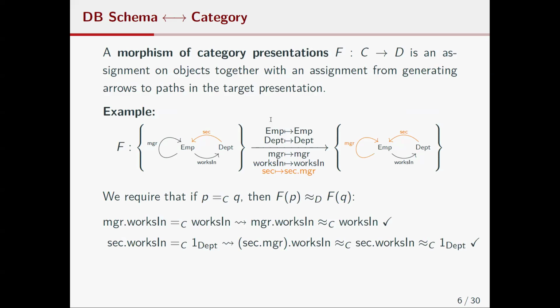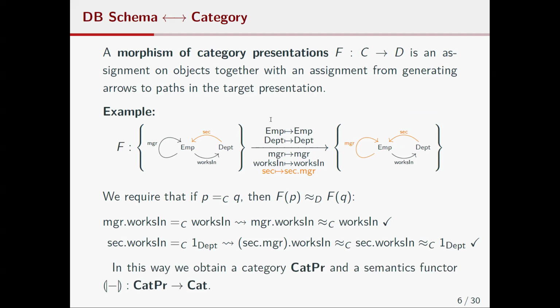And for this to be a well-defined morphism, you have to require that every equation in the domain category presentation is respected, which means that when you map the two paths, you have to check that those are equal. And you can just check that in this case. I won't go through the example. And in this way, we obtain a category of category presentations, which has its natural or obvious semantics functor into the category of small categories.